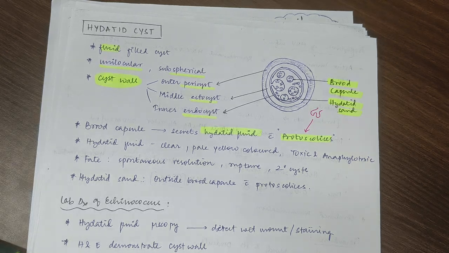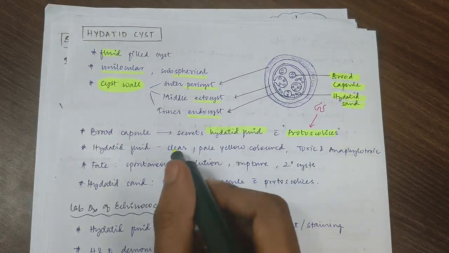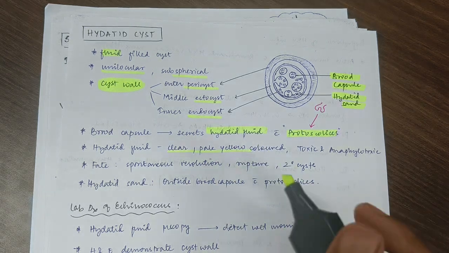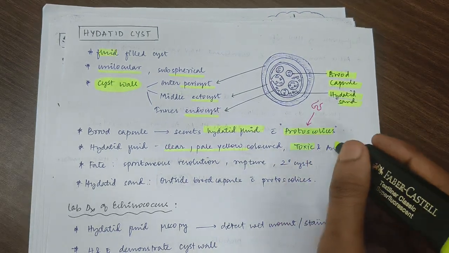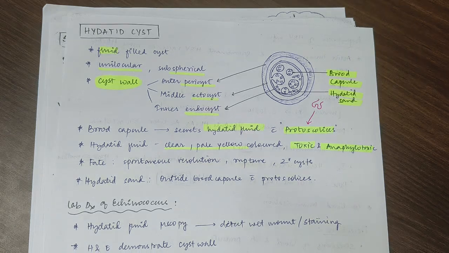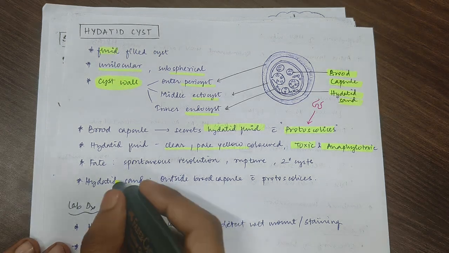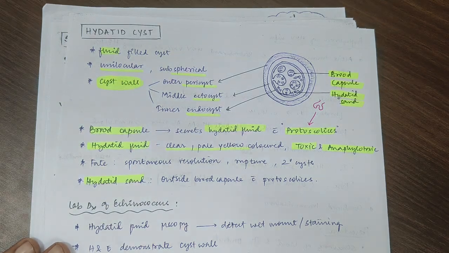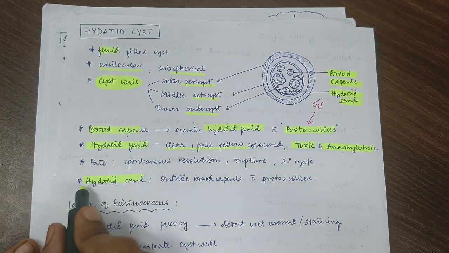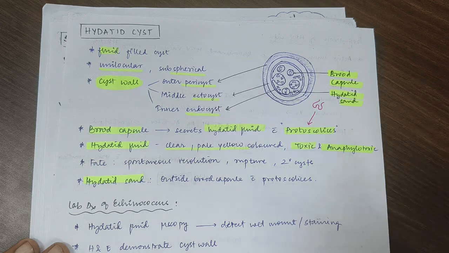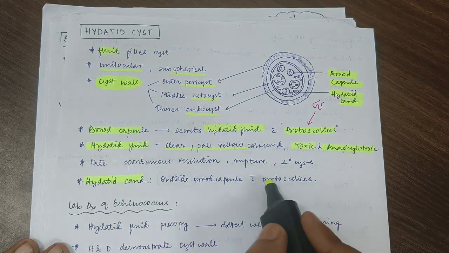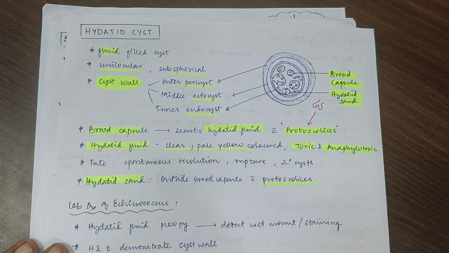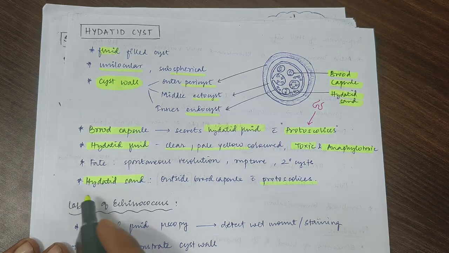Then hydatid fluid. It is clear or pale yellow colored, it is toxic and anaphylactic. It can induce type 1 hypersensitivity reaction causing anaphylaxis. What is hydatid sand? These are the headings you are going to mention: hydatid fluid, hydatid sand, brood capsule. In hydatid sand, you are going to see the brood capsules coming out, and out of brood capsules you are going to see the protoscolices coming out, and those protoscolices will deposit like sand. So it's called hydatid sand.